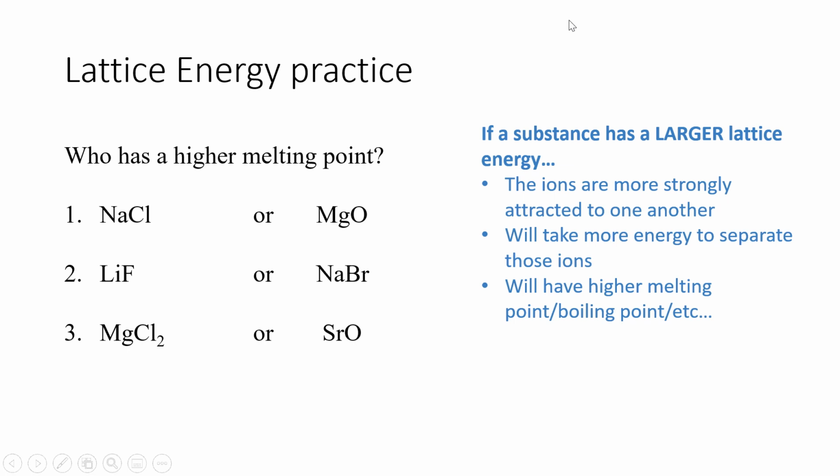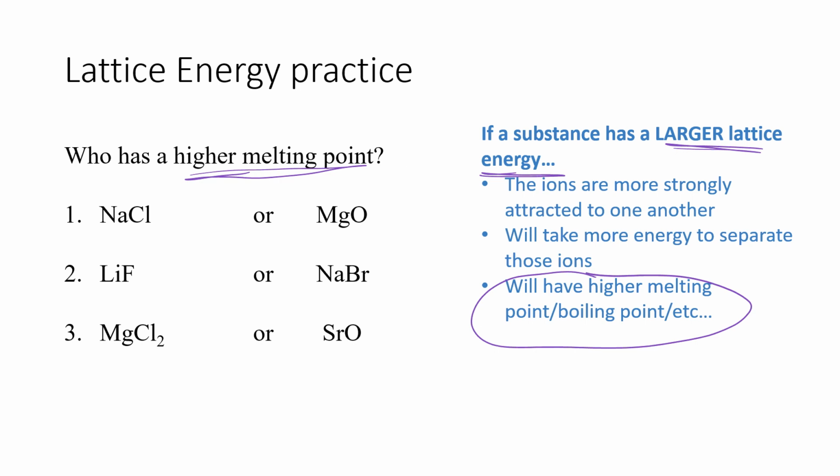So this is where we want to stop and point out things that would have a larger lattice energy are going to be held together more tightly. So they end up having higher melting points. So when we're asking who has a higher melting point, we're basically just asking who has the higher lattice energy in these pairings. So what I want you to do is I want you to pause the video and make predictions first, and then restart it and check your work.